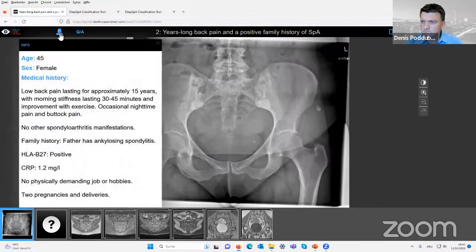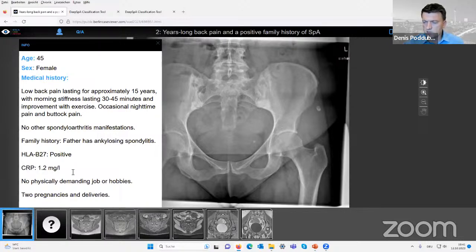This is a case of a 45-year-old female patient who came to us with low back pain for approximately 15 years, with morning stiffness lasting quite long, improving with exercise. Sometimes she experienced night pain and buttock pain. There were no other spondyloarthritis manifestations, but there was a spondyloarthritis family history.